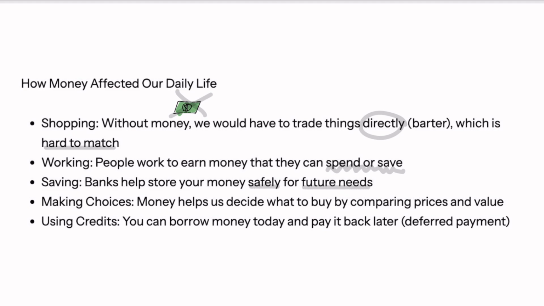And when people want to save money, people can utilize banks to store their money safely for future needs. And also, when we make choices, money helps us decide what to buy as it allows us to compare prices and value. And lastly, we can use our credits to borrow money today and pay it back later, which we mentioned as being deferred payment.